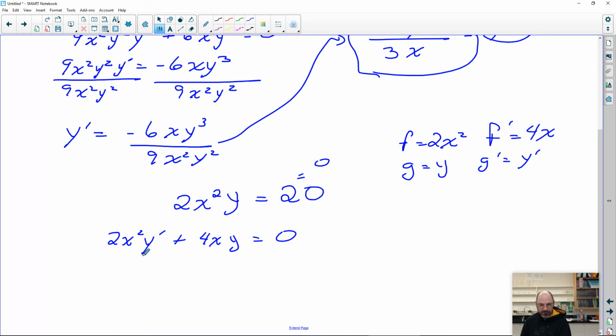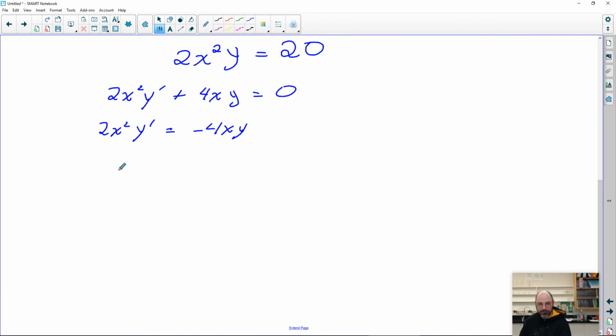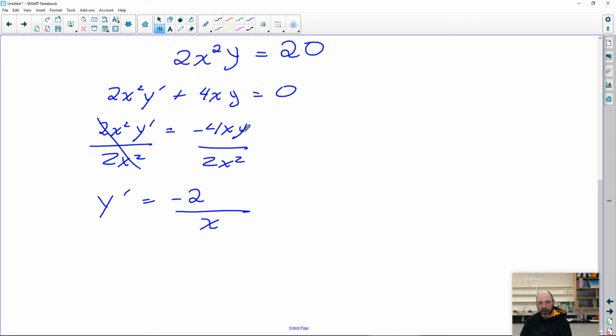Then we're going to isolate this on one side. So let's move it to get 2x squared y prime equals negative 4xy. Then we just solve for y prime: divide by 2x squared on both sides. So y prime is equal to negative 4 divided by 2, which is negative 2. X divided by x squared is an x on the bottom, and y just on the top by itself. And there is our equation for the derivative of y.